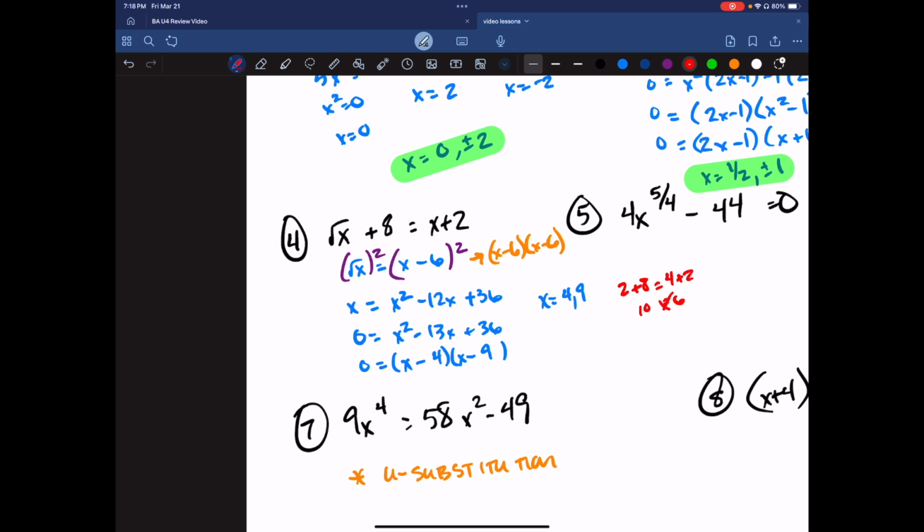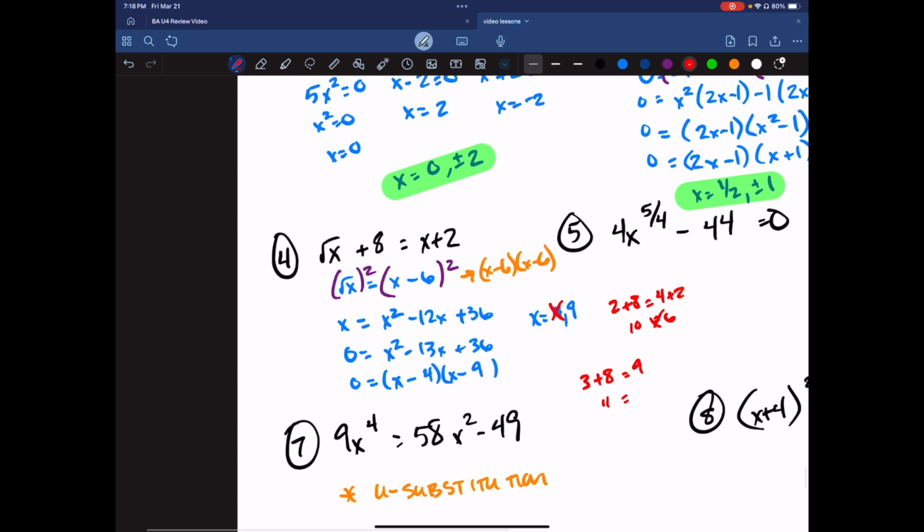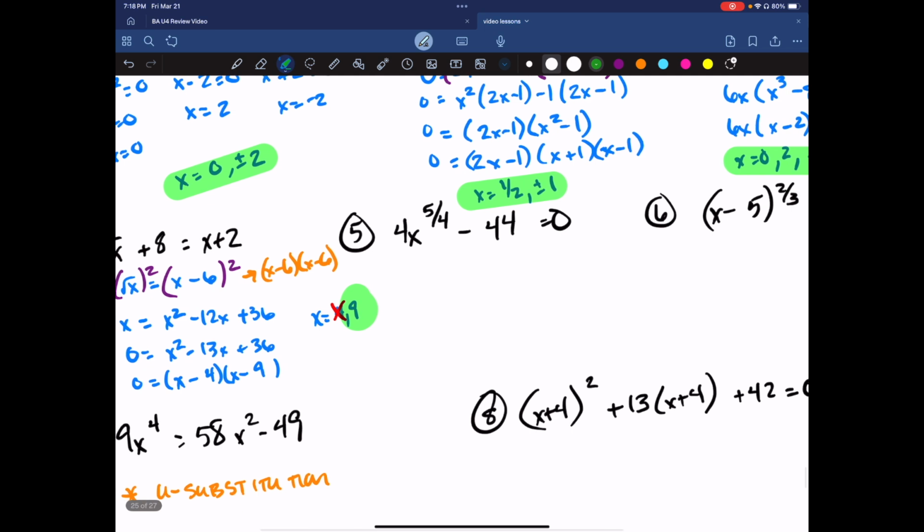That doesn't work. So 4 doesn't work. But if I plug in 9, the square root of 9 is 3, plus 8 is 11. And then 9 plus 2 is 11. So this checks. So 9 works. 4 doesn't. And it's all because I had to check it because I squared in the middle of the problem. So be mindful of that. It is tricky. The algebra gave me 2 answers, but only one of them worked. So be careful with that.